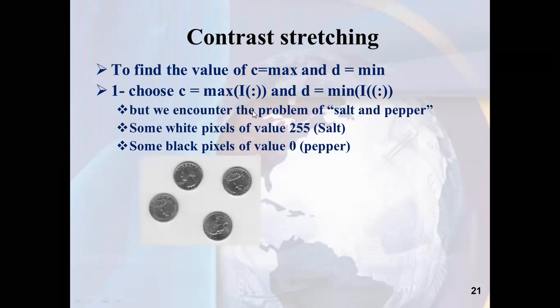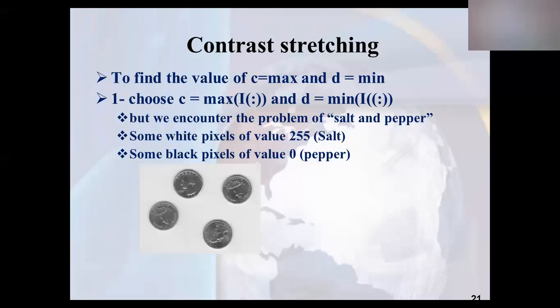And why do we use I with two points? Because we need to transform the matrix into a vector. Okay, so this is the idea. We can select the minimum and maximum of the image by using the min and max function.